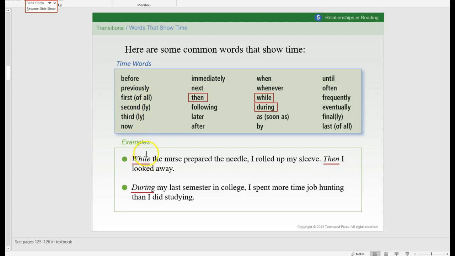So here, while the nurse prepared the needle, I rolled up my sleeve. Then, I looked away. During my last semester in college, I spent more time job hunting than I did studying. So here are some time words being used as transitions. Again, it helps with the flow of your writing.